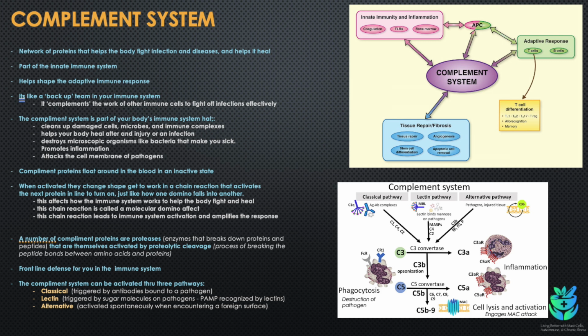The complement proteins float around the blood in an inactive state. When activated, they change shape to get to work in a chain reaction that activates the next protein in line to turn on, just like how one domino falls into another. This affects how the immune system works to help the body fight and heal. This chain reaction is called a molecular domino effect. This chain reaction leads to immune system activation and amplifies the response.